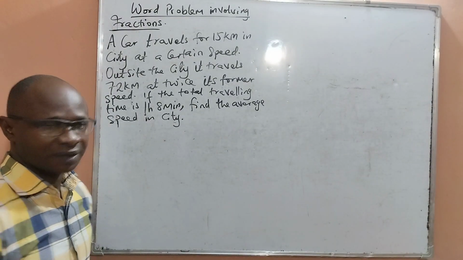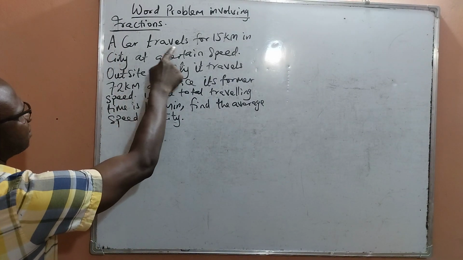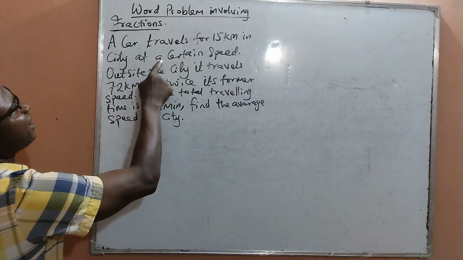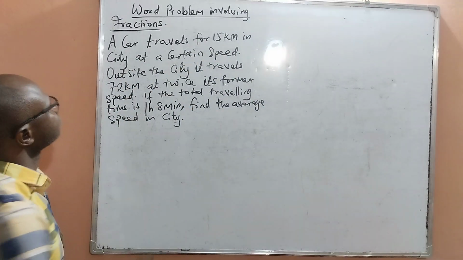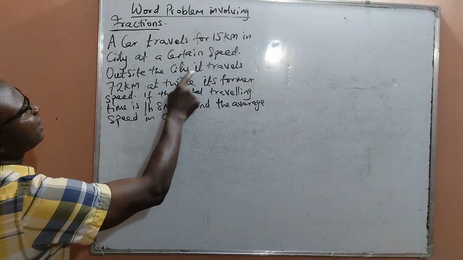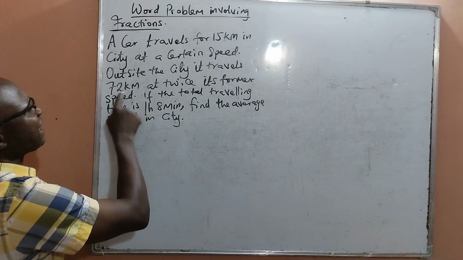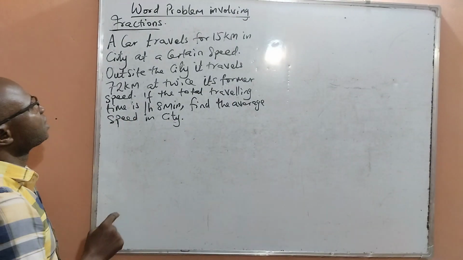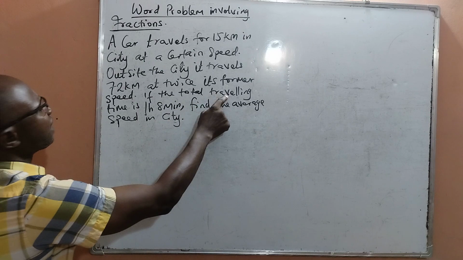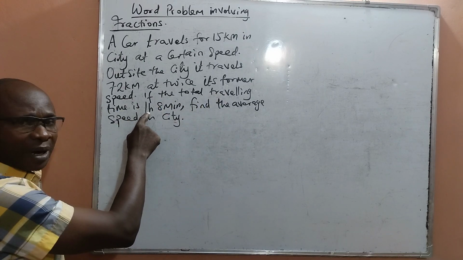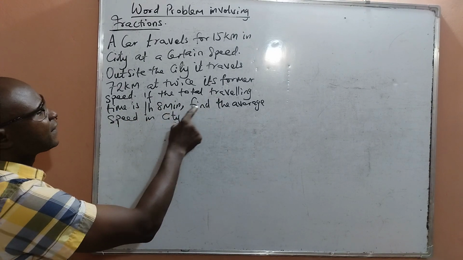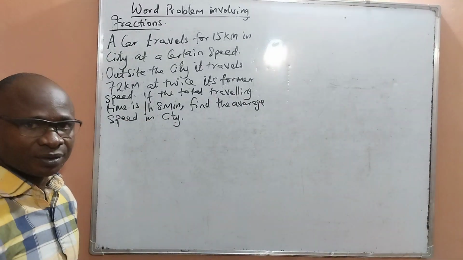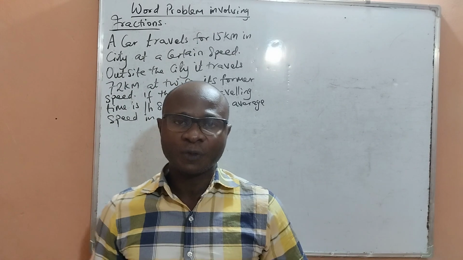The question is given. A car travels for 15 km in the city at a certain speed. Outside the city, it travels 72 km at twice its former speed. If the total traveling time is 1 hour 8 minutes, find the average speed in the city. Very good. This is a word problem.